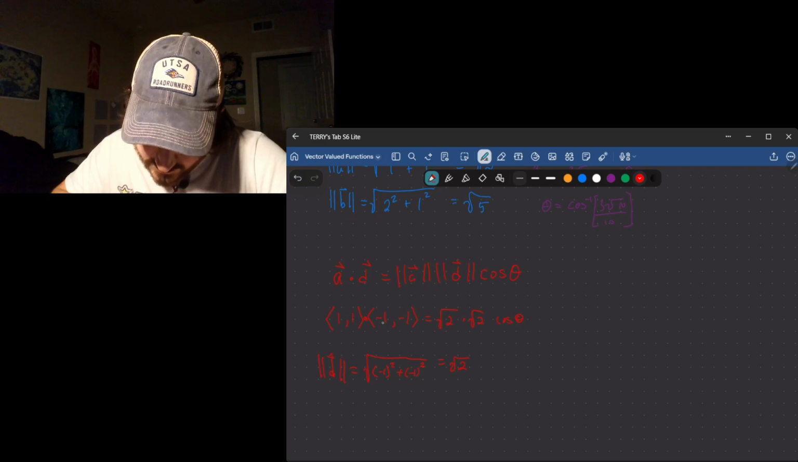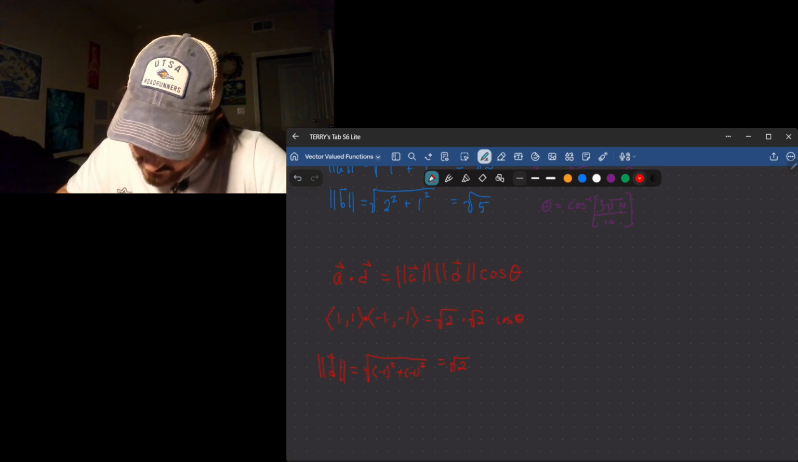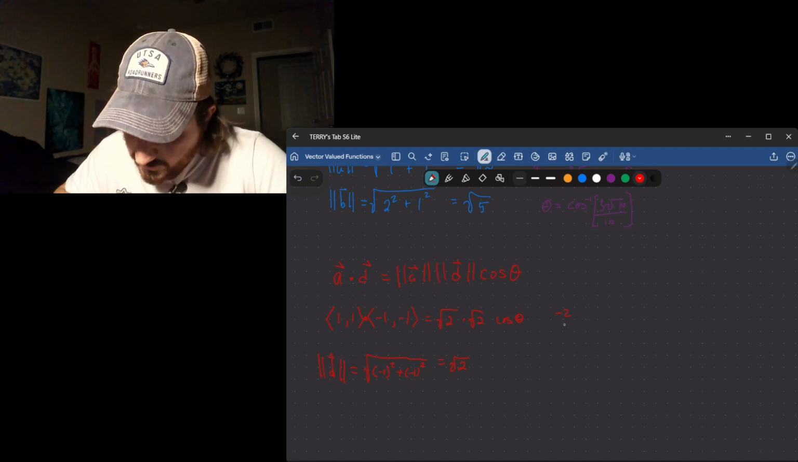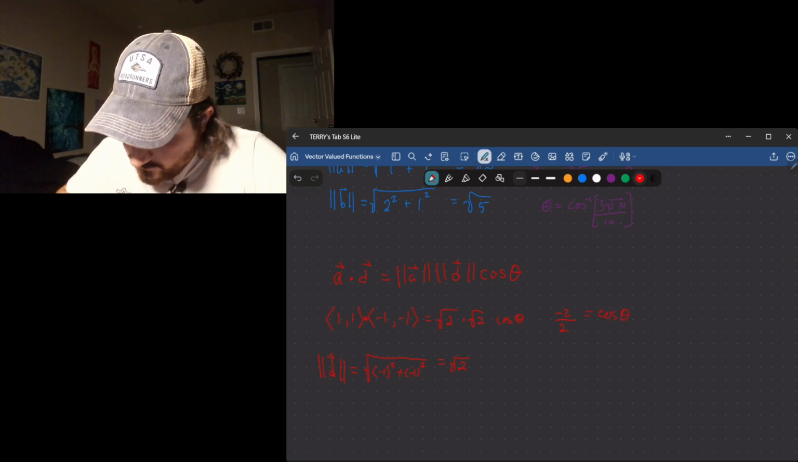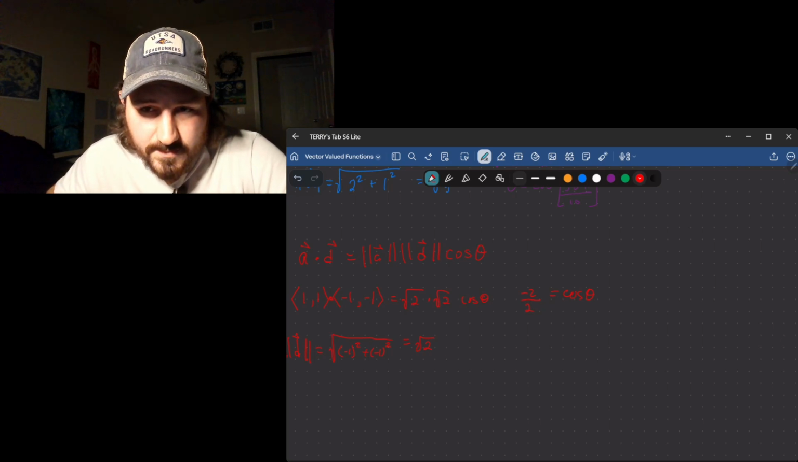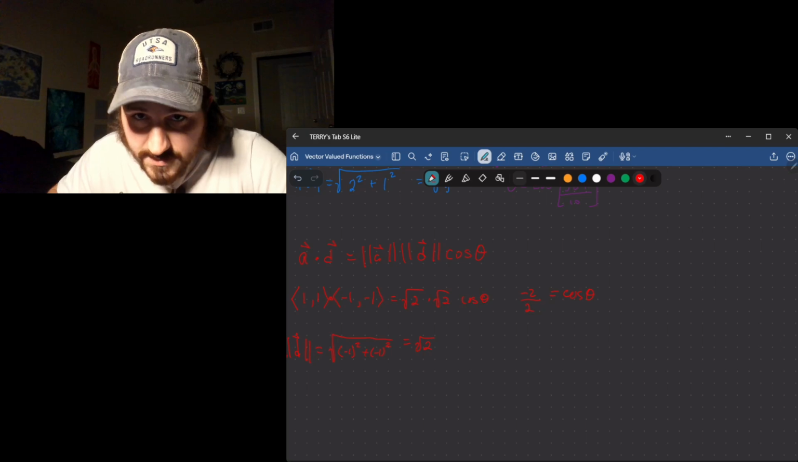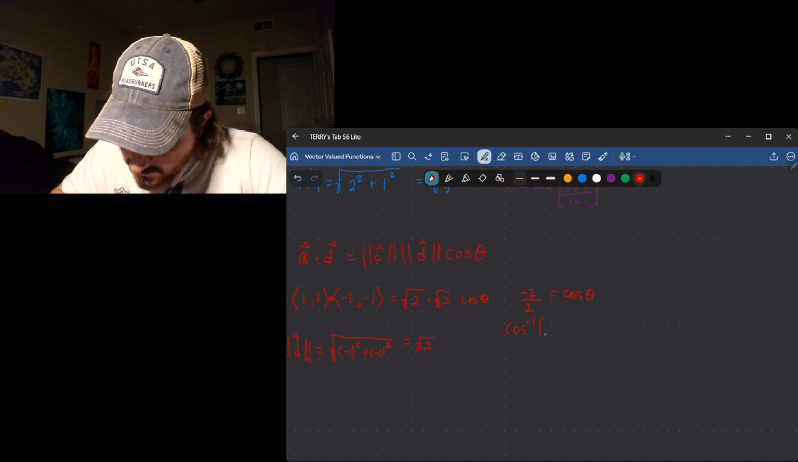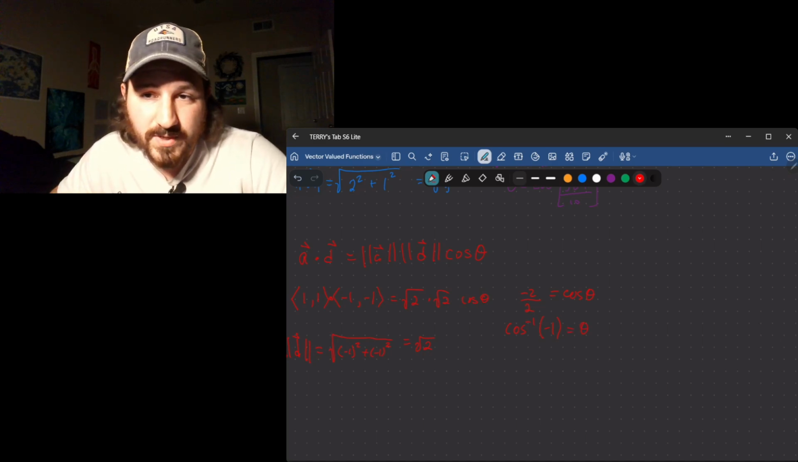So we get 1 times negative 1 plus 1 times negative 1, so we're going to get negative 2. And then over here, root 2 times root 2 is just going to be 2, and we're going to divide that over anyways. So we got negative 2 divided by 2 is equal to cosine of theta. Now, in this case, I think we actually are going to see that we know this number, right? So let's go ahead and do our inverse cosine situation. So the inverse cosine of negative 1 is equal to theta. Now that is a number we know.